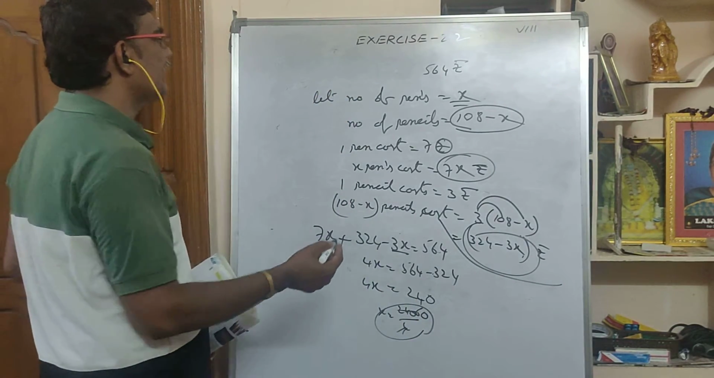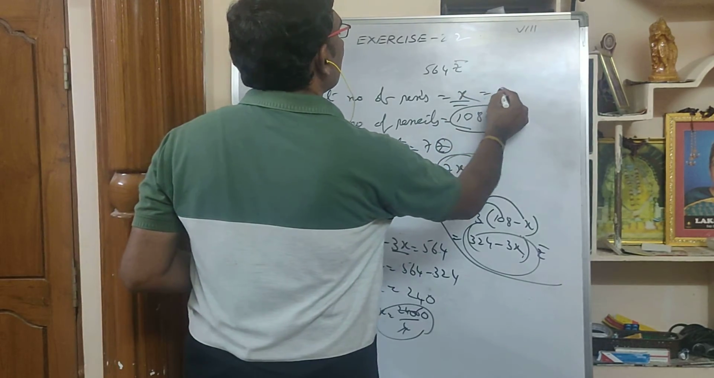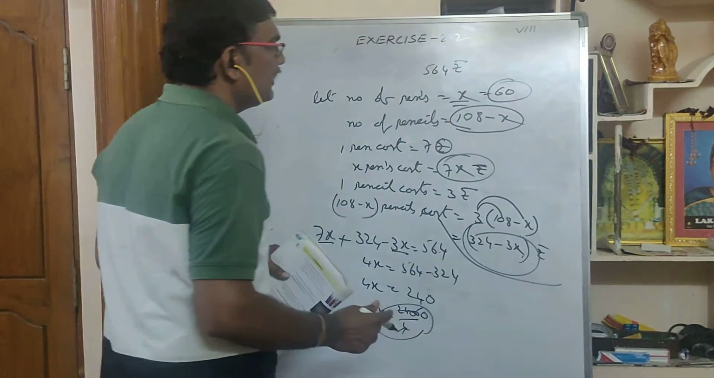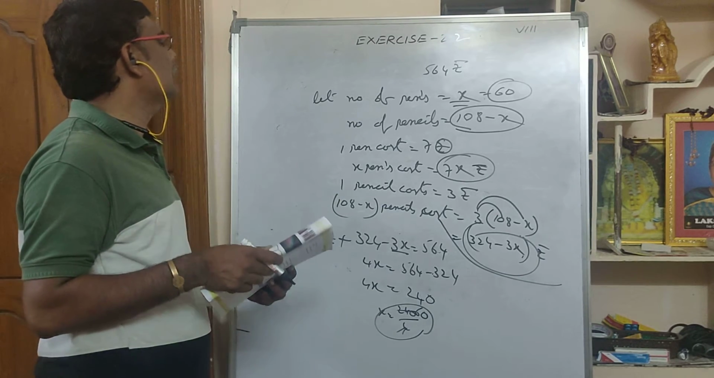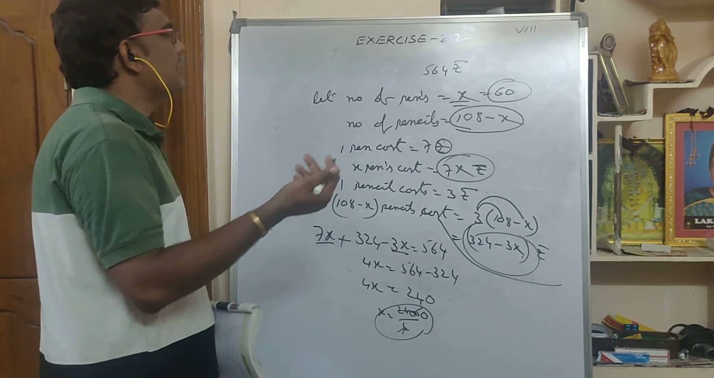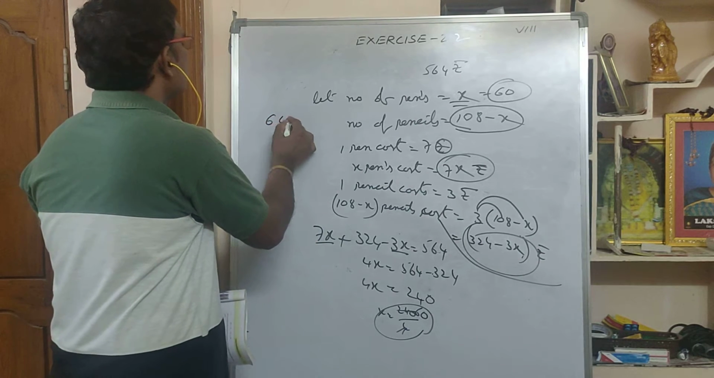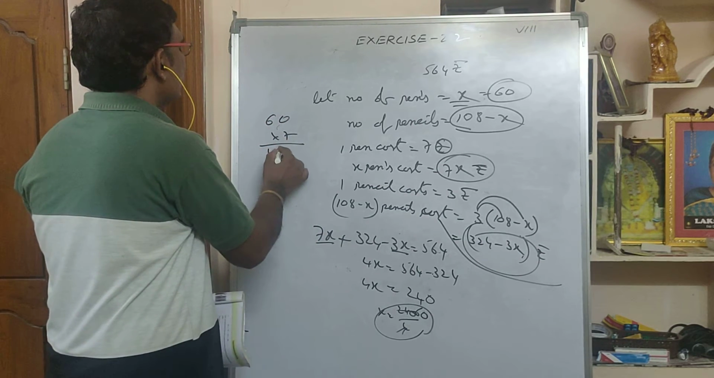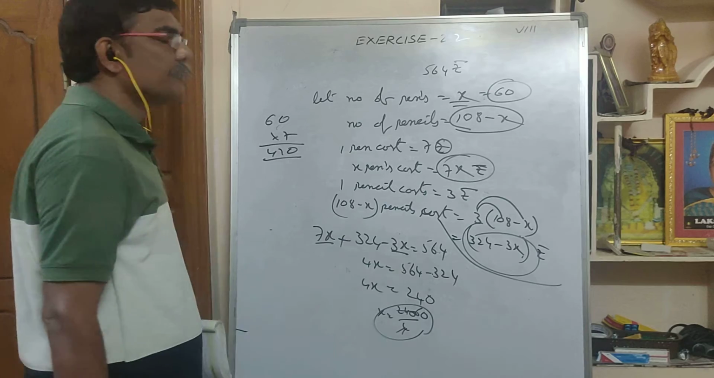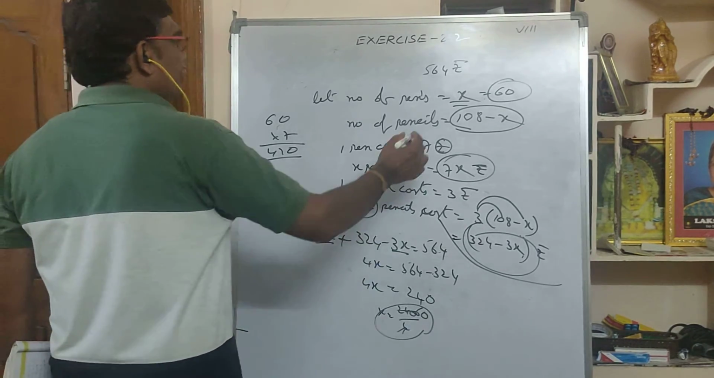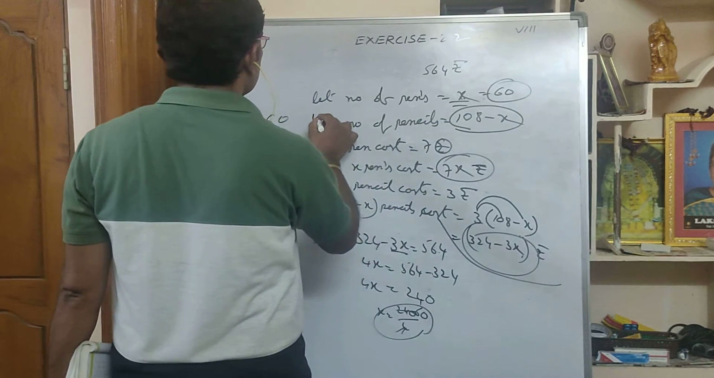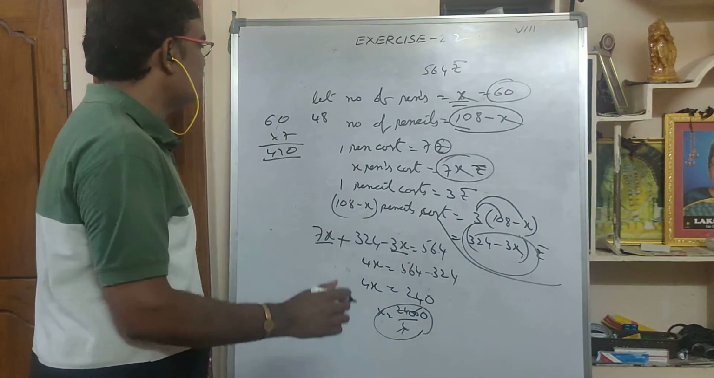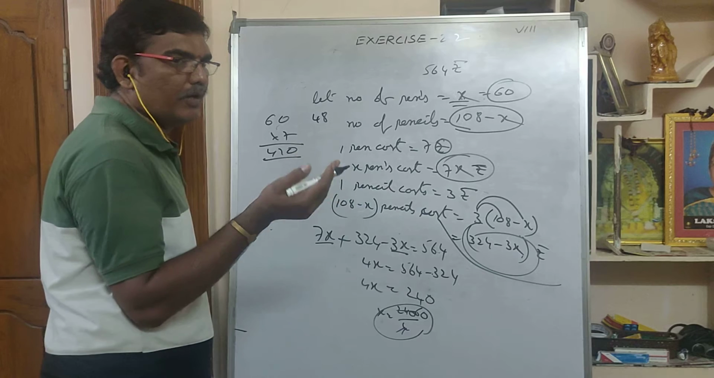So what is x here? The number of pens. How many pens did he purchase? 60 pens. One pen costs how much? 7 rupees. 60 pens cost how much? 60 into 7, that is 420 rupees. Now, if pens are 60, pencils will be 48, because 60 and 48, if you add, you get 108.